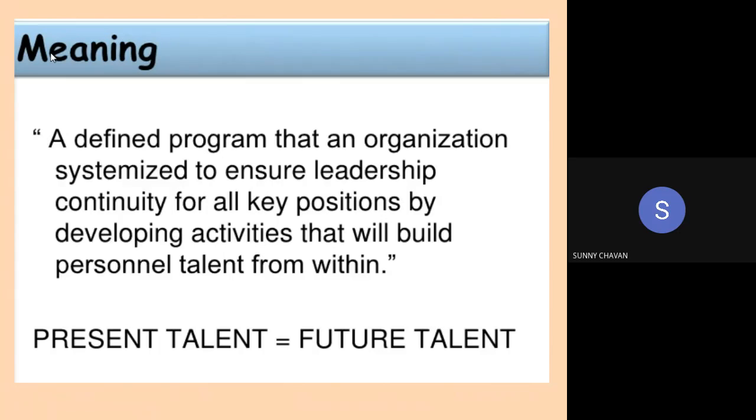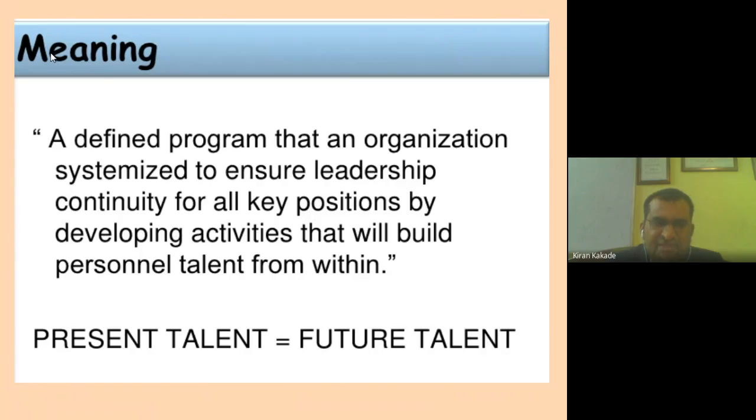A defined program that an organization systemized to ensure leadership continuity for all key positions by developing activities that will build personal talent from within. So that is, present talent equals future talent. That is nothing but every employee has some talent, but the only thing is that they don't know how to apply that talent. As I said, every person has tacit knowledge, but they don't know how to use that tacit knowledge in the organization environment to solve the issues.